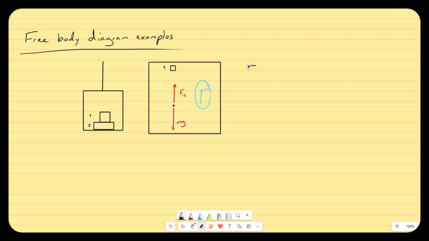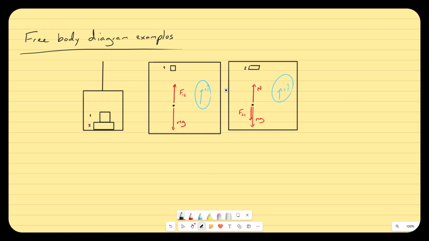For the second block, again, a dot. I have an mg going down. It's sitting on the ground, so I have a normal force from the ground. And then block 1 is sitting on top of it. Block 1 pushes down on block 2. So I get this downward force, and that's F2 on 1. I'm going to again say upward can be my positive y-axis. And that's it for that one.